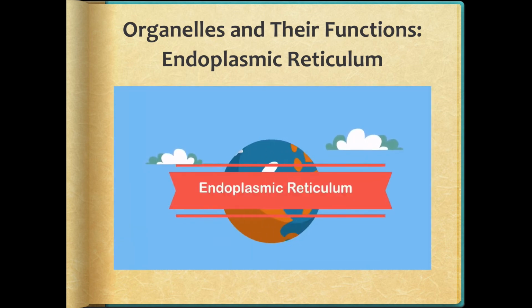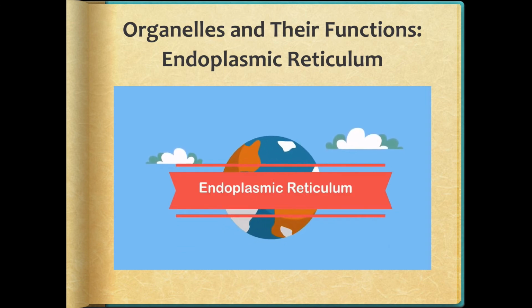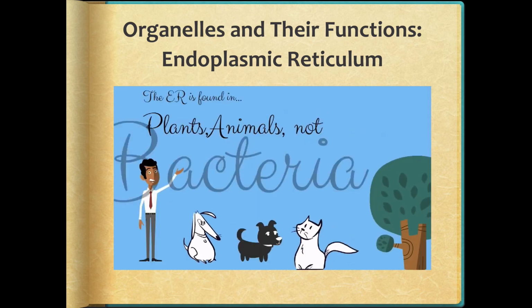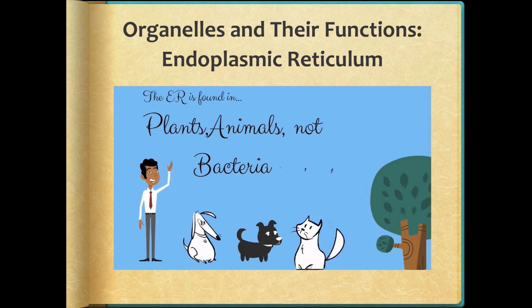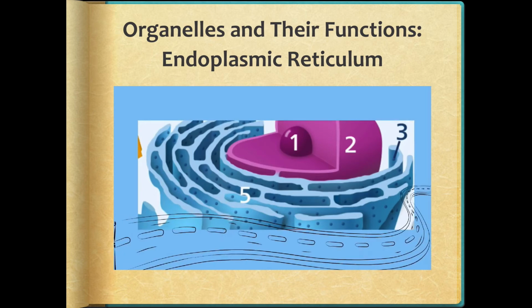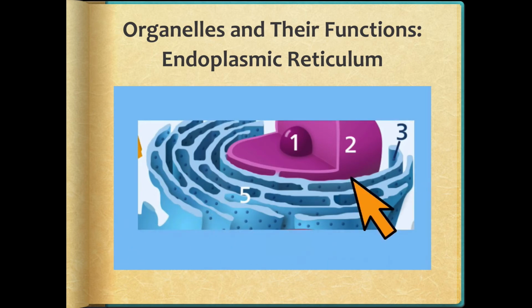In this video, I would like to talk about the endoplasmic reticulum, also called the ER. The ER is found in both plants and animals, but not in bacteria cells. If you take a look at the ER, you will notice that it consists of folded membranes and looks like a transportation system. The ER is located near the nucleus and helps the cell transport important materials throughout the cell.